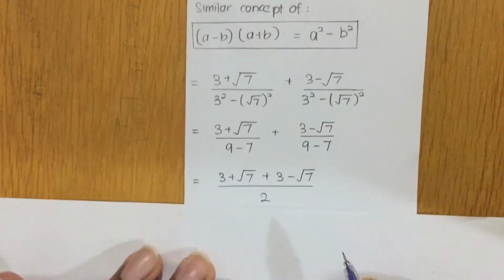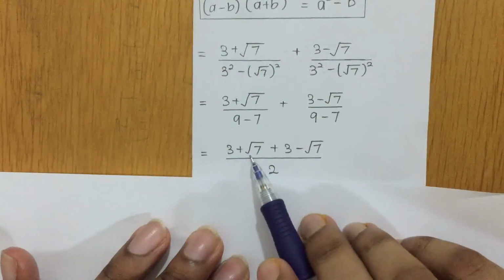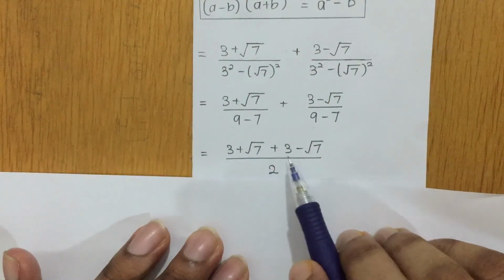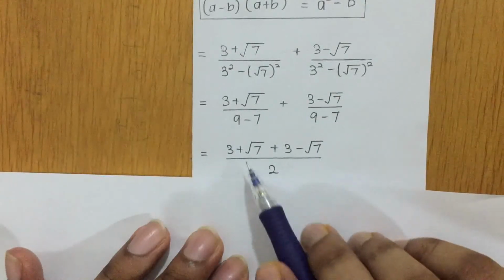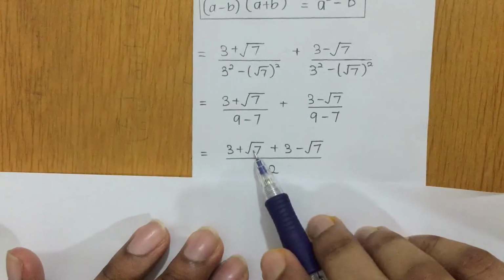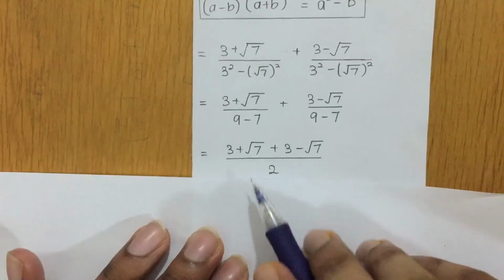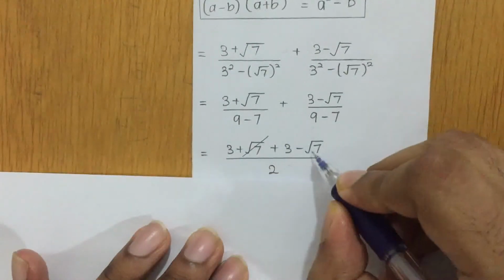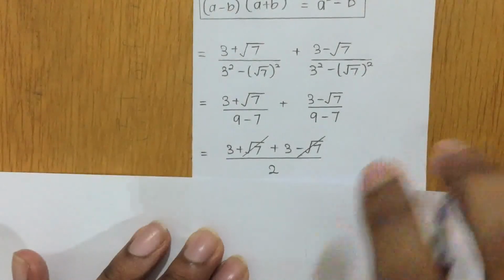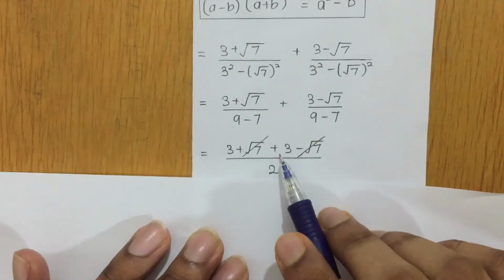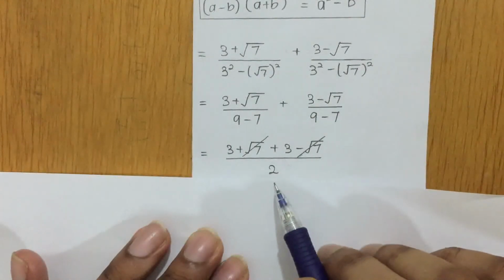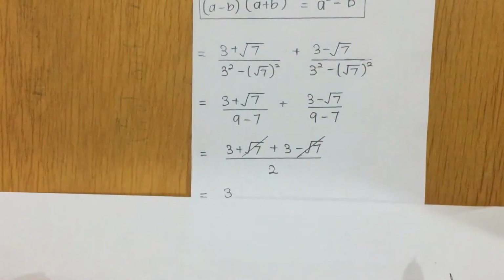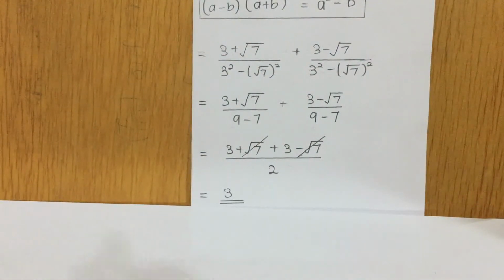Okay. So 3 plus square root 7 plus 3 minus square root 7, over 2. So this plus square root 7 and minus square root 7, we can cancel them out since it will become 0. Okay. So 3 plus 3 you will get is 6. So 6 you divide with 2. Your answer will be 3. Okay. This is your answer for question part A, guys.